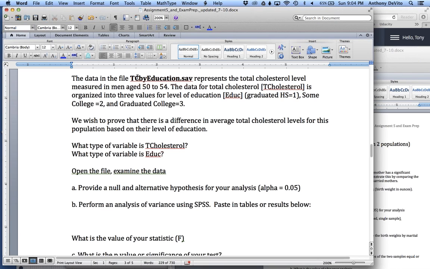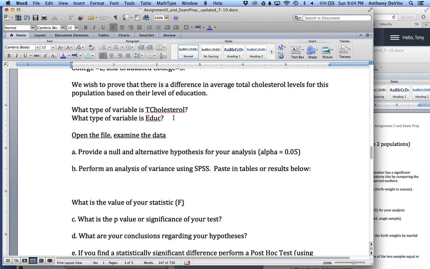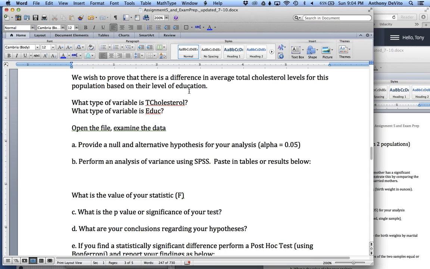We're investigating whether or not people with higher levels of education have different levels of cholesterol. Perhaps their diet's better, or maybe it's worse. Perhaps they get less exercise than people that have lower levels of education. We don't know. It's a two-sided test here because we don't know one is going to be bigger than the other. We want to see if the level of education impacts a person's total cholesterol. Okay, and we want to prove that there's a difference in the average total cholesterol based on the level of education.